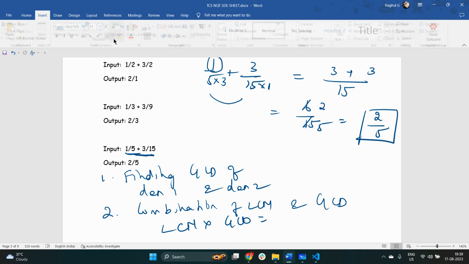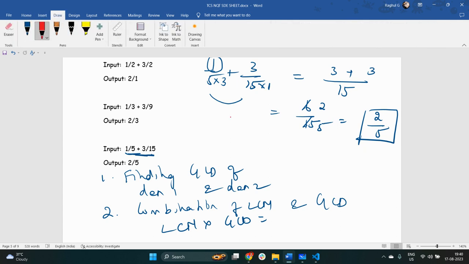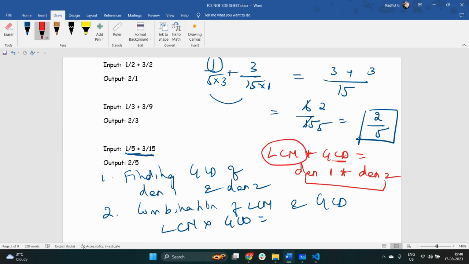So what is the combination between LCM and GCD? When I multiply both LCM and GCD, I get the multiplication of the two numbers. So now we have denominator 1, denominator 2 and GCD, we can find the LCM easily. You can also find the LCM directly by using your own method. But what I did was find the GCD of both denominator 1 and denominator 2, and combined LCM and GCD to find the value of the LCM.